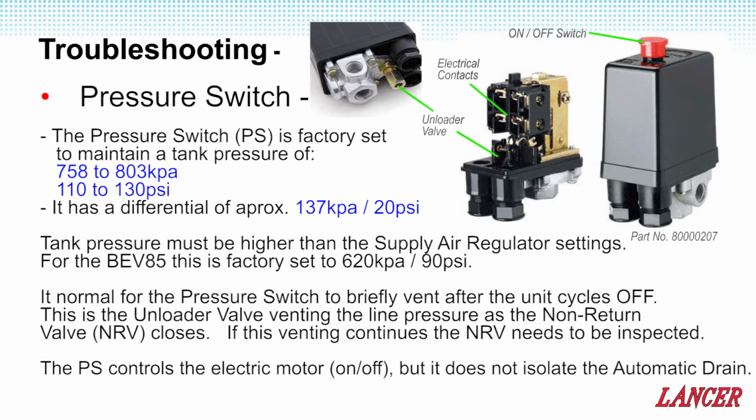It is normal for the unloader valve to vent a little air when the pressure switch turns off. This is where the non-return valve closes and the head pressure is reduced so that the motor can easily start again as required. If this hissing continues, start by looking at the non-return valve, not at the pressure switch.